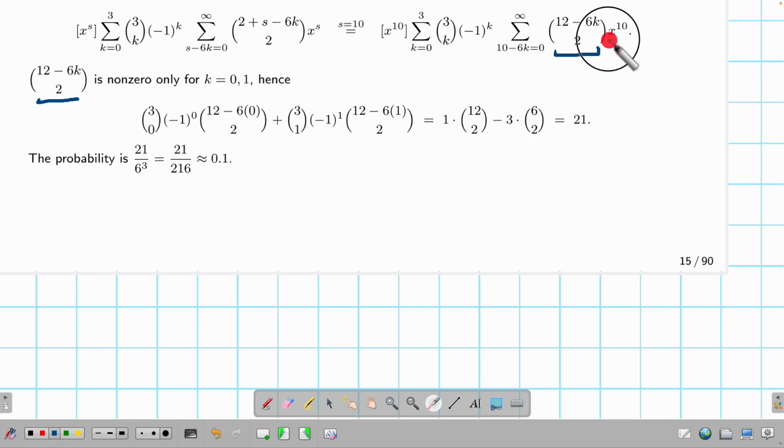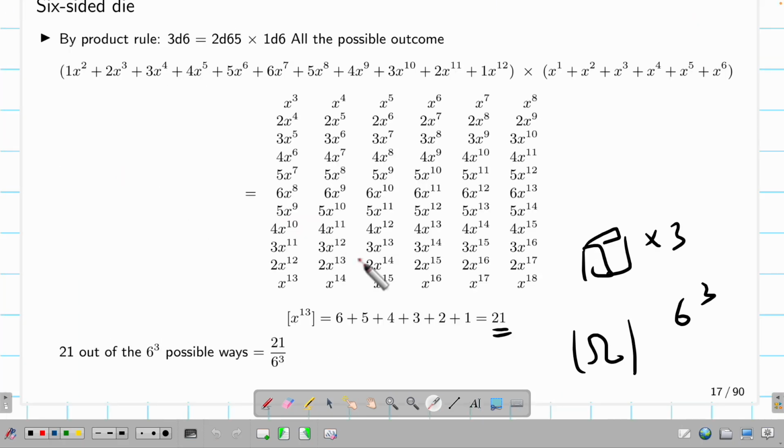So what we have is we put k equal to 0 and 1 into this expression. So we put k equal to 0. So we have 3 choose 0, (-1) to the power 0, and then 12 choose 2. So we have this term. And then we put k equal to 1. That is 3 choose 1, (-1) to the power 1, and then (12 minus 6) choose 2. That means this whole thing gives us -3 times 6 choose 2. So I have this thing, and then I subtract them. It will give me 21. This is exactly the same solution, 21 over 6 to the power 3, using the figure.